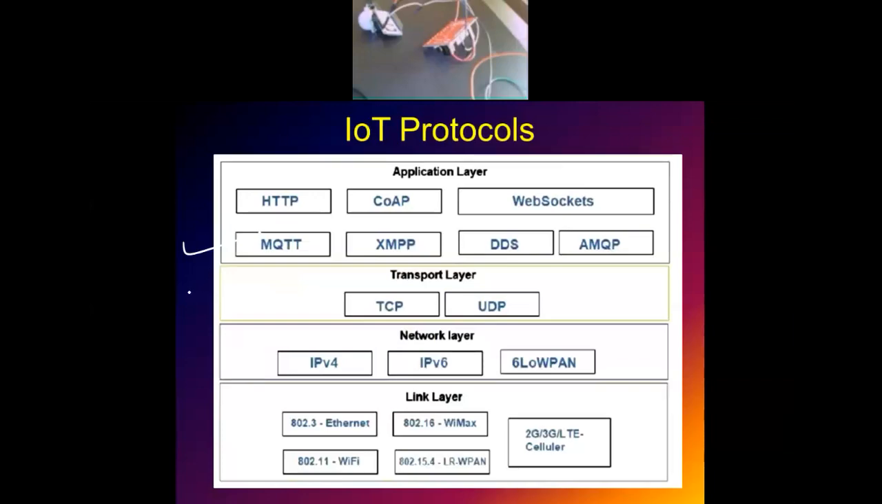Then there is the transport layer. Those who are in computers are very much familiar with the TCP protocol and UDP protocol. At the network layer, there are IP version 4, IP version 6, and then 6LoWPAN protocol. Then in the link layer, there are Ethernet protocols and Wi-Fi protocols. So these protocols are all useful for IoT because we want to communicate sensor data to the cloud.